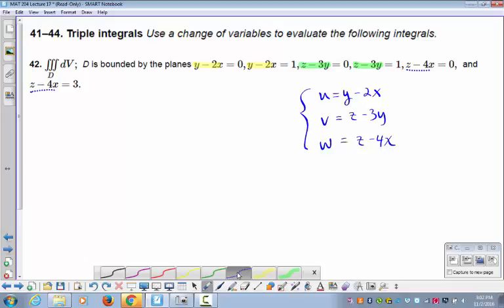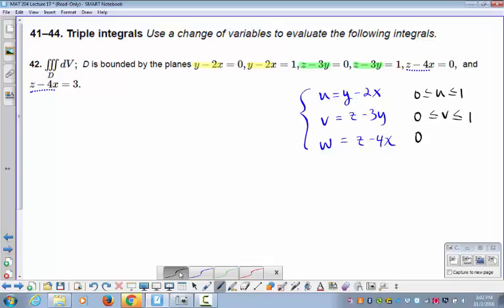All right, and the range on them, let's just write that down while we have it here. So u is going to be between 0 and 1. V is going to be between 0 and 1. And then w is going to be between 0 and 3. So those will be our limits for the three new variables. Now, the hard part here is probably the college algebra. We need to rewrite this system in terms of x, y, and z. We need to solve that for x, y, and z.